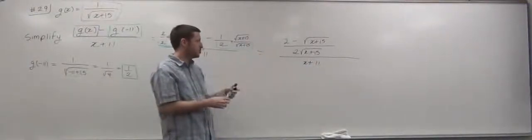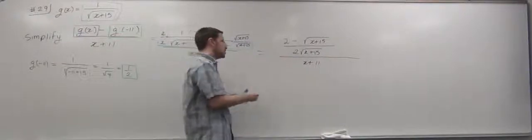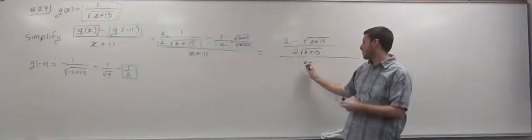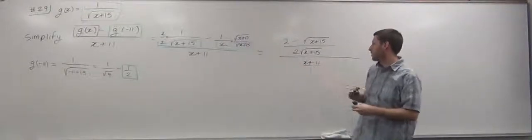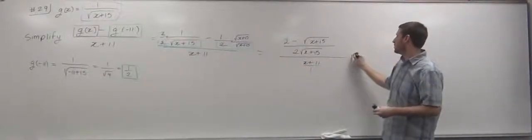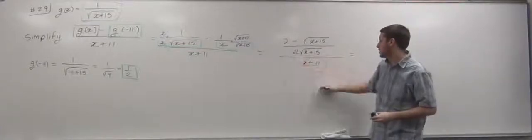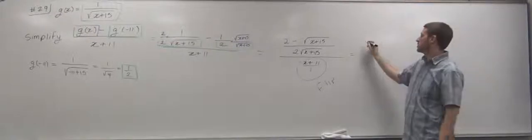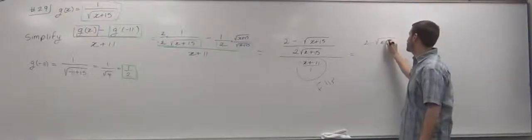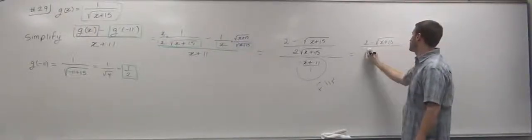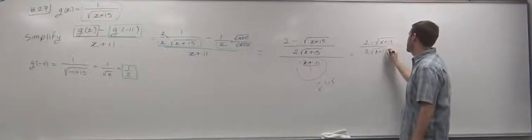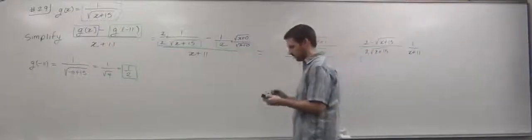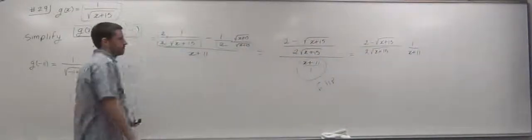So I can stop drawing this huge fraction mark. So this x plus 11 in the bottom here is really x plus 11 over 1. So you can flip this thing up and change it into multiplication. So this will be 2 minus root x plus 15 over 2 root x plus 15 times 1 over x plus 11. And that's how far I went.